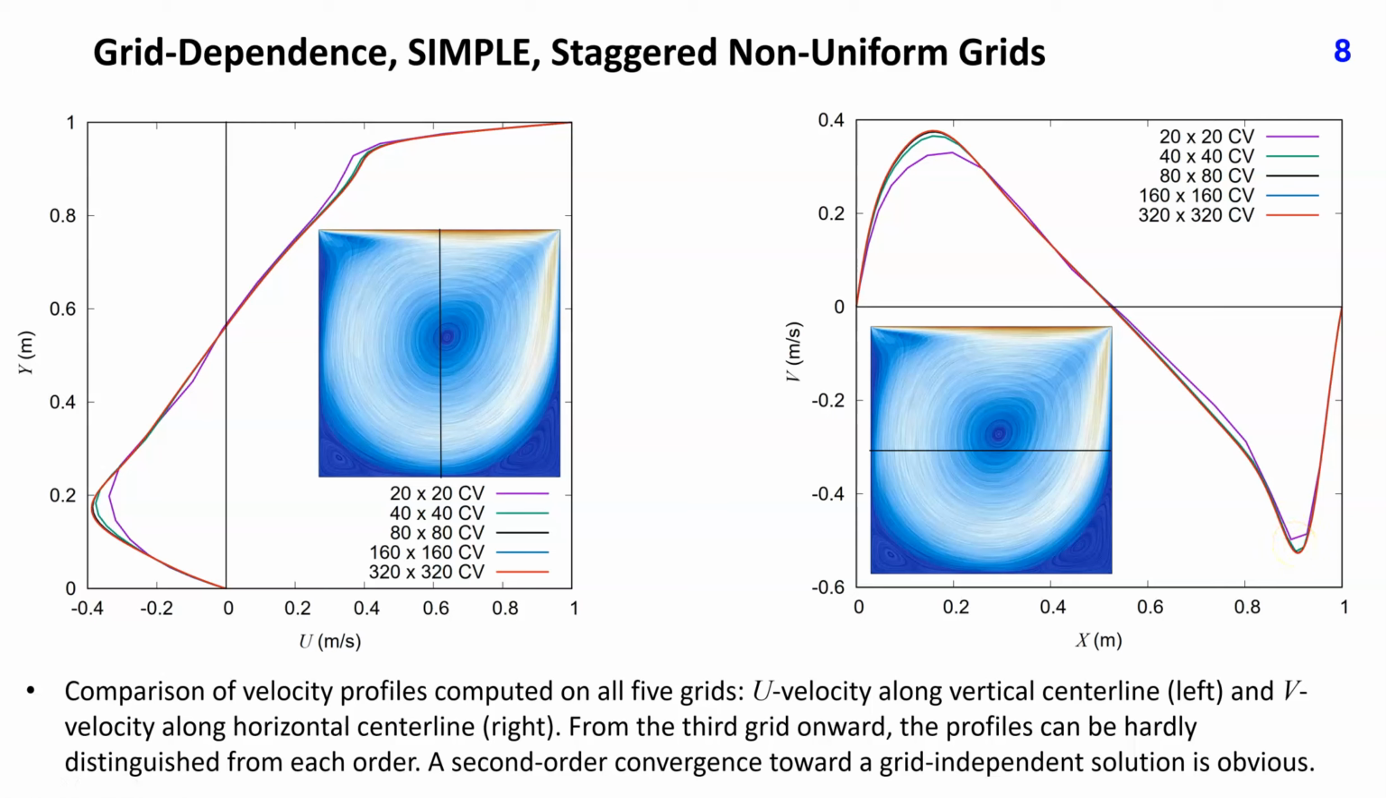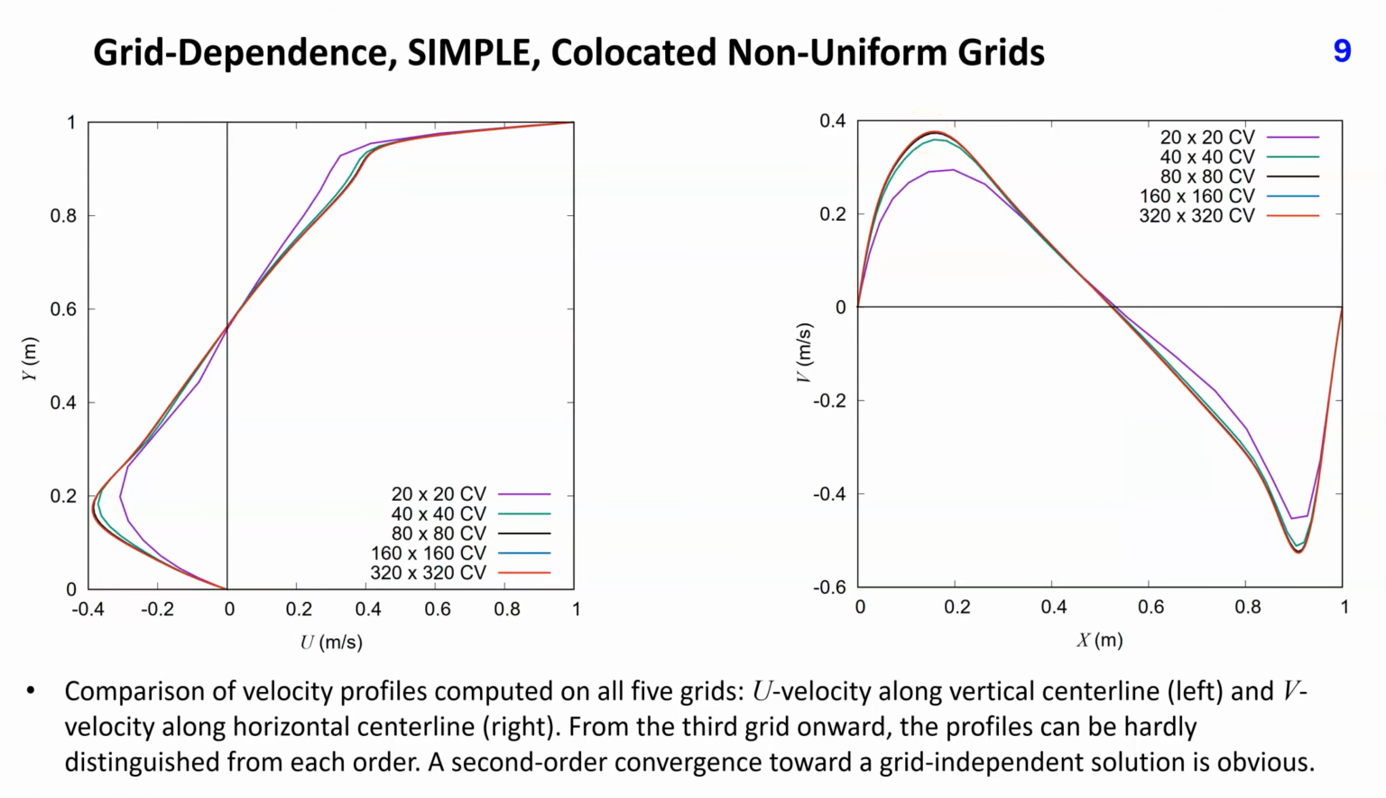Profiles of both velocities vary almost linearly in the central part of the cavity, which justifies using coarser grid in this zone than near walls, where variation in velocity is nonlinear. From the third grid onward, the profiles can be hardly distinguished from each other in these plots. A second-order convergence toward a grid-independent solution is obvious because the distance between lines is reducing by a factor of 4 from coarser to finer grids.